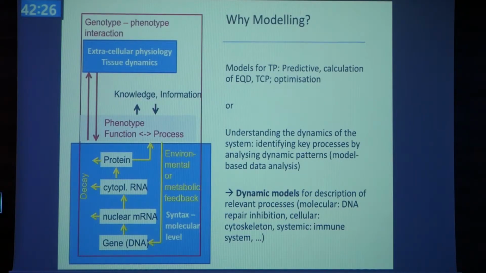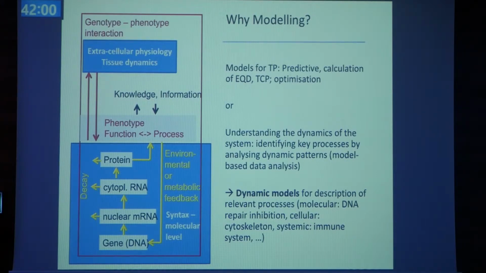So, this leads to the modeling, and there are two aims for modeling. One type of aim is the weather forecast. When you do treatment planning as a clinician, you are interested in having a weather forecast. So you are interested in having a prediction for the patient. Those are predictive models.